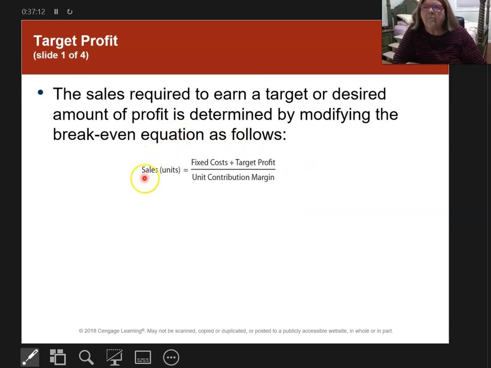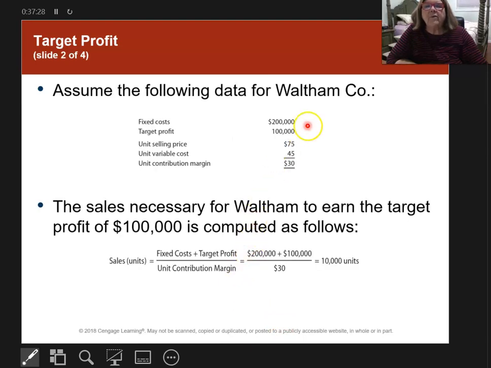So to calculate my sales in units, when I have a target profit, I'm going to take my fixed cost plus the target profit, which is the amount of money I want to make, divided by my unit CM. And let me show you the calculation here. So here's my information. Here's my fixed cost. I want to have $100,000 as my target profit. My selling price, my variable cost, my unit CM.